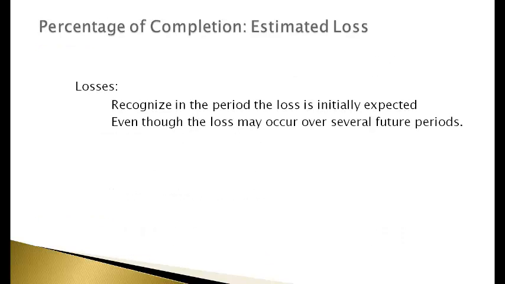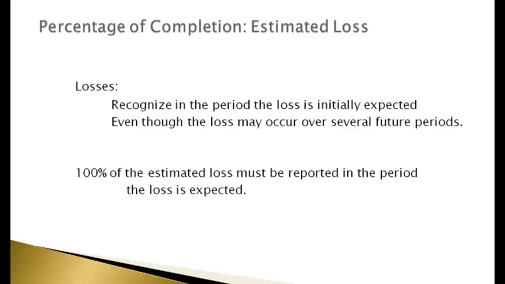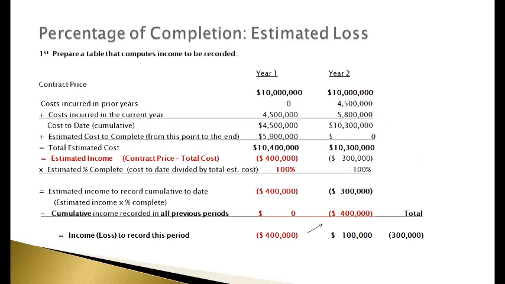According to the principle of conservatism, losses must be reported in the period the company becomes aware of the loss. As such, all anticipated losses under long-term contracts must be reported in the period the loss is first expected. Losses must be recognized in the period the loss is initially expected, even though the loss may occur over several future periods or not until the end of the contract.